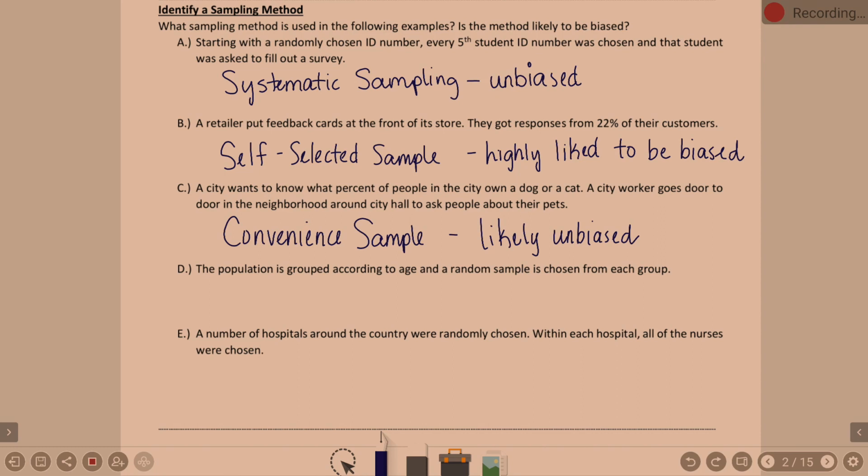Yeah, so population is grouped according to age. So, okay, they're put in groups of some type of quality. But here's the key. A random sample is chosen from each group. Because of that, that makes it a stratified sample.